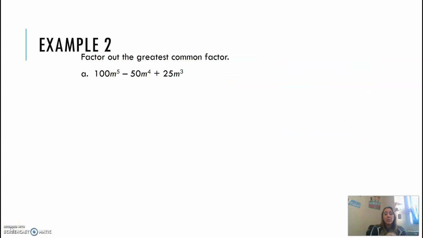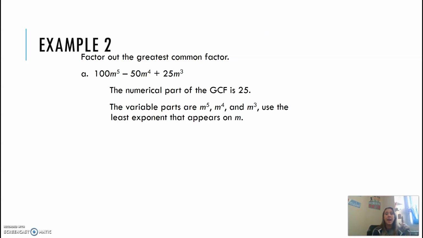So again, we can look at this and we can talk about the words. The numerical part of the GCF is 25. And then we have m to the 4th, m to the 5th, and m to the 3rd. So we're going to use the m with the least exponent, which is m to the third. So we end up with 25m to the third. That is our greatest common factor.